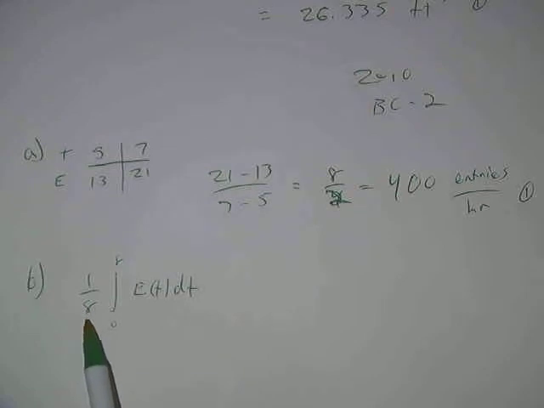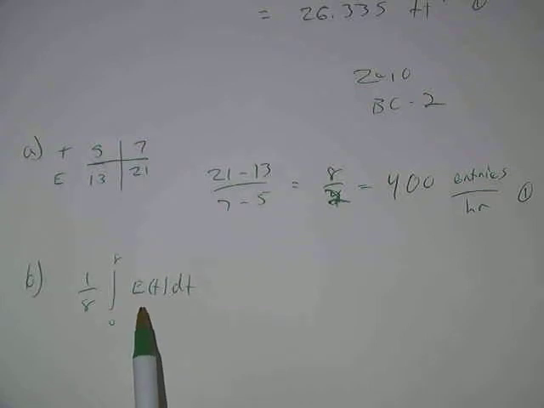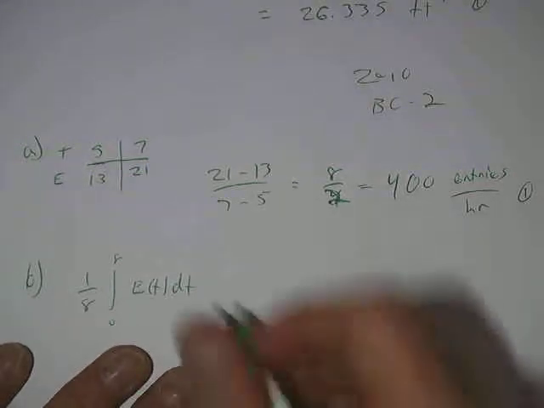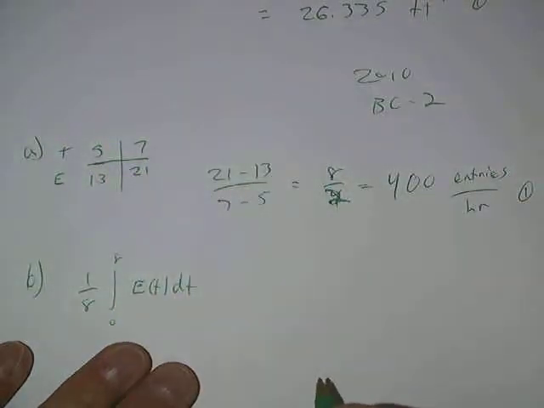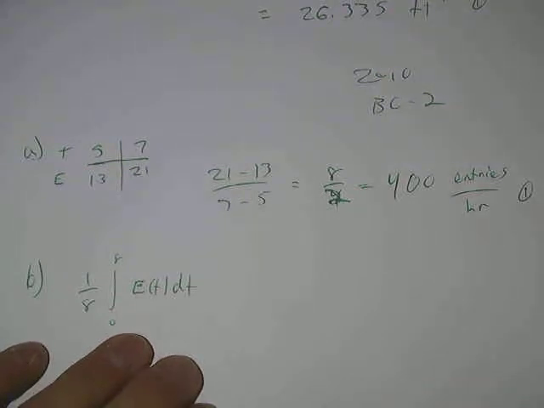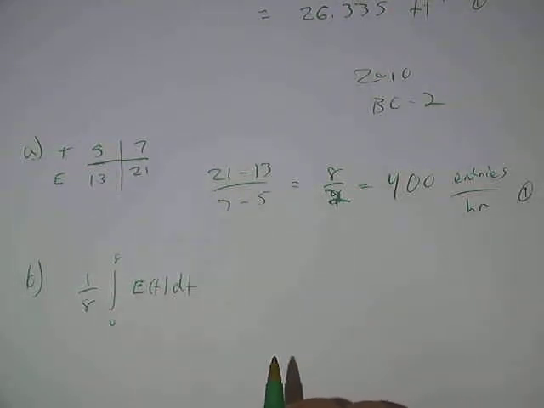All right, part B then. Says use the trapezoidal sum with 4 subintervals given by the table to approximate 1/8 times the integral from 0 to 8 of e of t dt. And as soon as we see that kind of integral, we should automatically have average value in our mind. That's an average value problem.